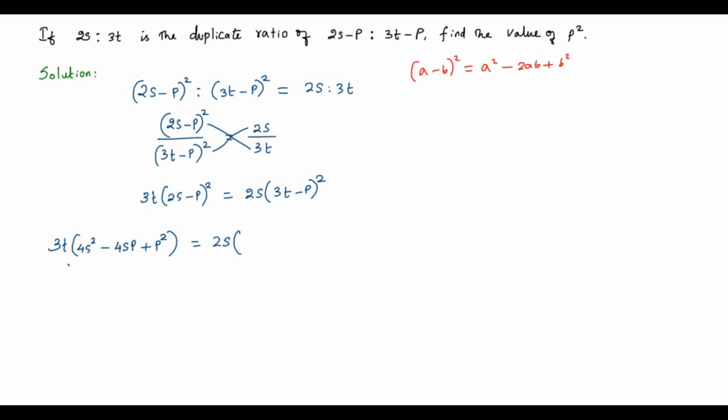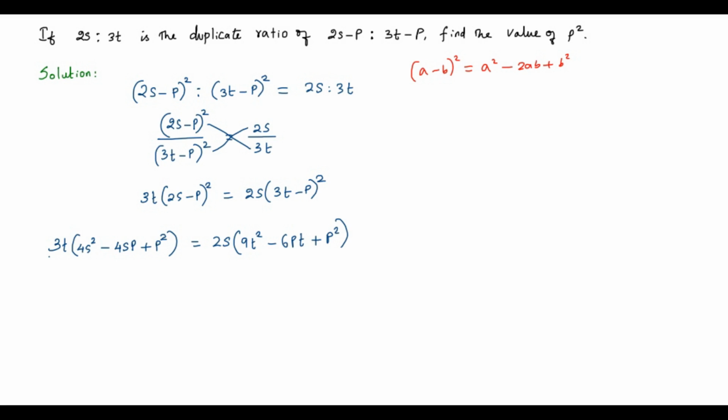On the right side we have 3t minus p the whole square. Whatever we have done here, the same we have to do for 3t minus p the whole square, because this is also in the form a minus b the whole square. Instead of a we have 3t, so a square is 3t the whole square, that is 9t square, minus 2 times ab, that is 2 times 3t times p, which is 6pt, plus b square, that is p square.